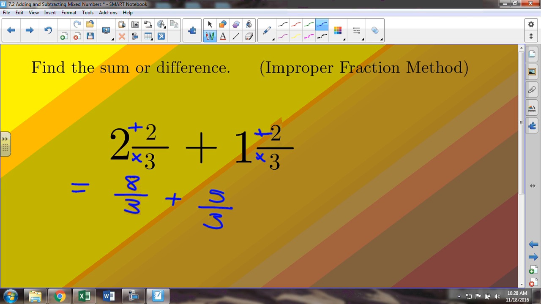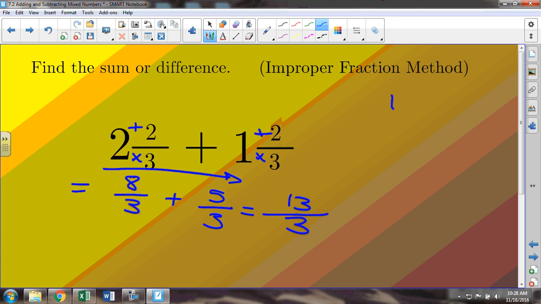When the denominators are the same, we know that we go across the top. 8 plus 5 would give you 13. And because our denominators match, they stay the same. And so here is our correct answer. They do add up to give you 13/3. But because our problem was originally given to us with mixed numbers, we shouldn't have improper fractions as our answer. We should put it back in the mixed number form.